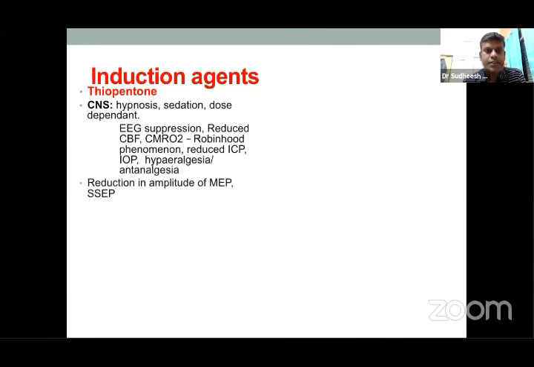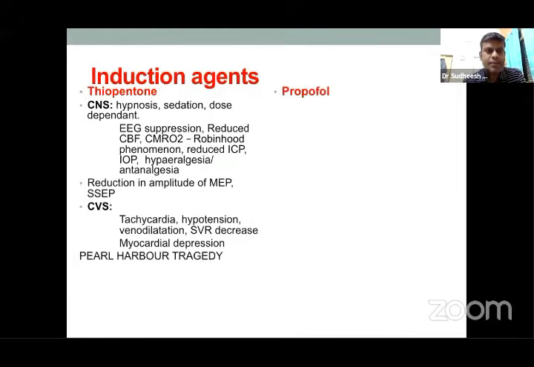So coming to the effects, of course, as I was discussing about the CNS, if you notice, it has something called the Robin Hood phenomenon. This is one thing, an examiner's favorite question. What do you mean by Robin Hood phenomenon? It means that there is a reduction in cerebral blood flow as well as CMRO2, but the CMRO2 is reduced to a greater extent than the cerebral blood flow. So therefore, there is a margin of safety.